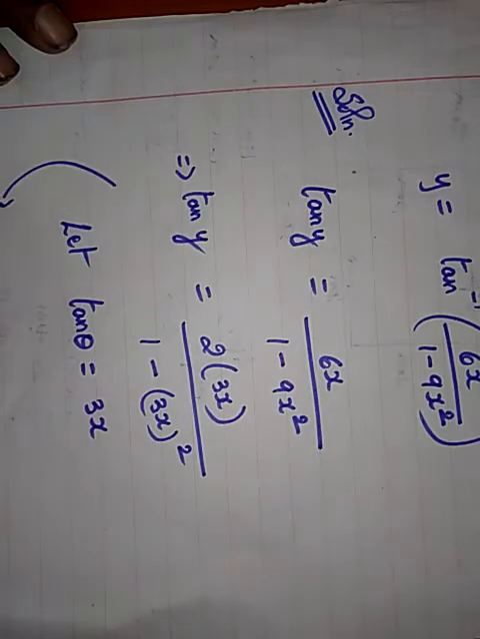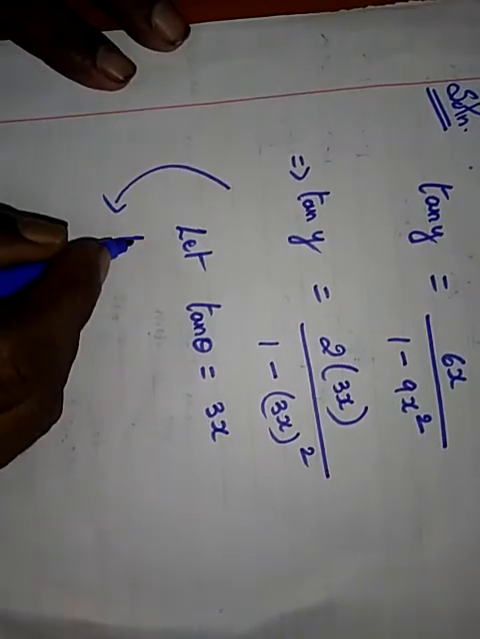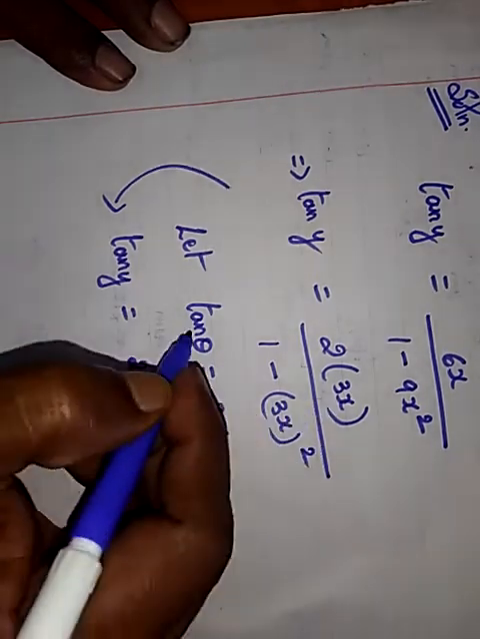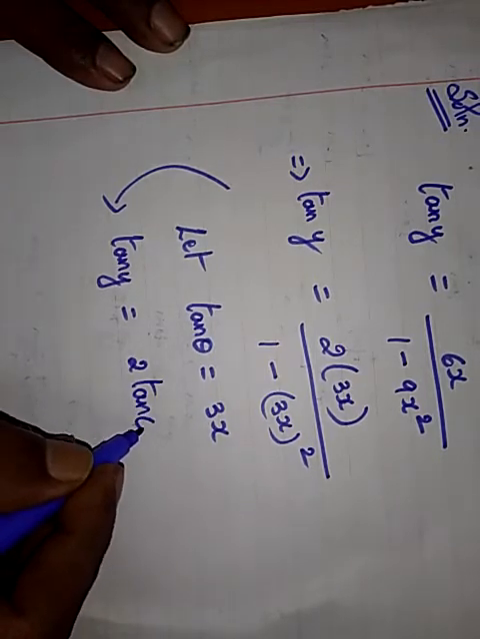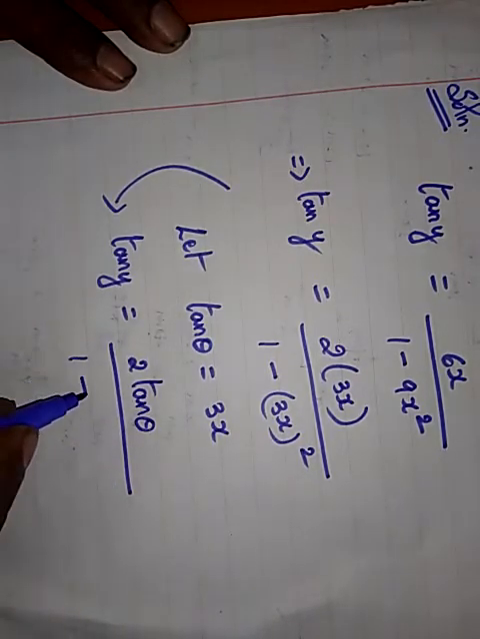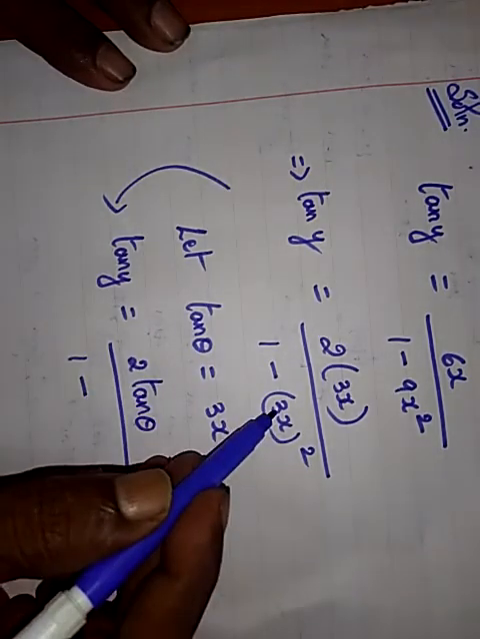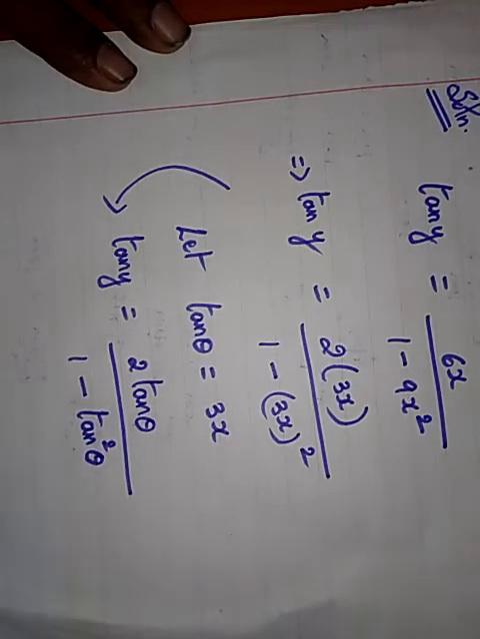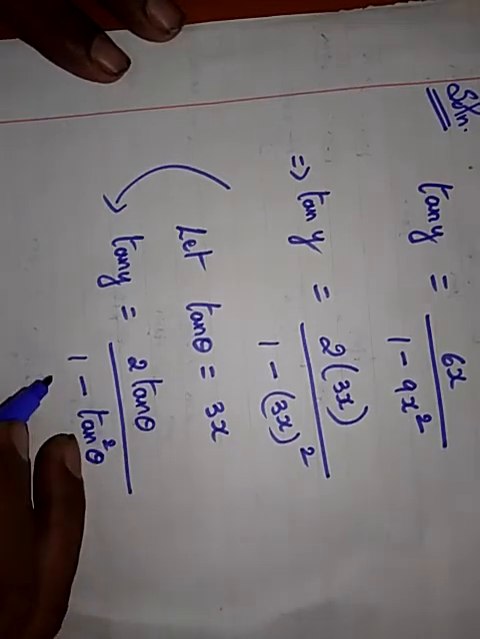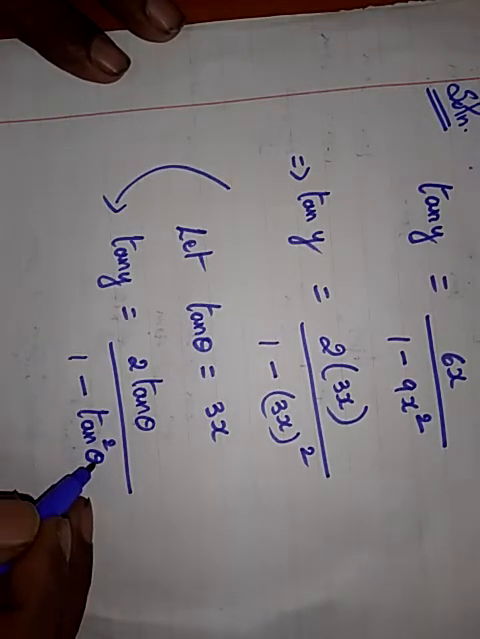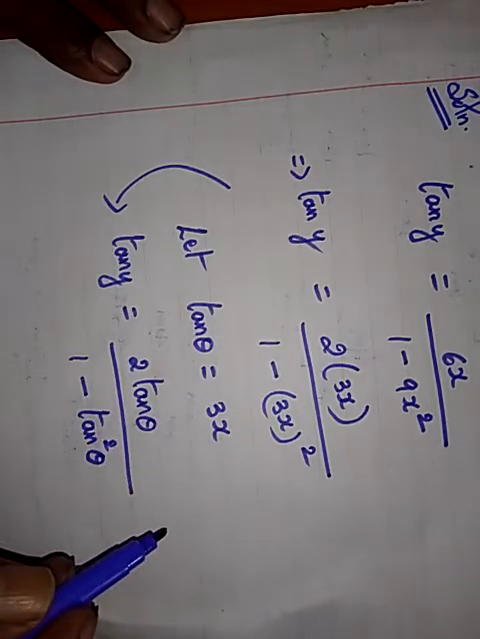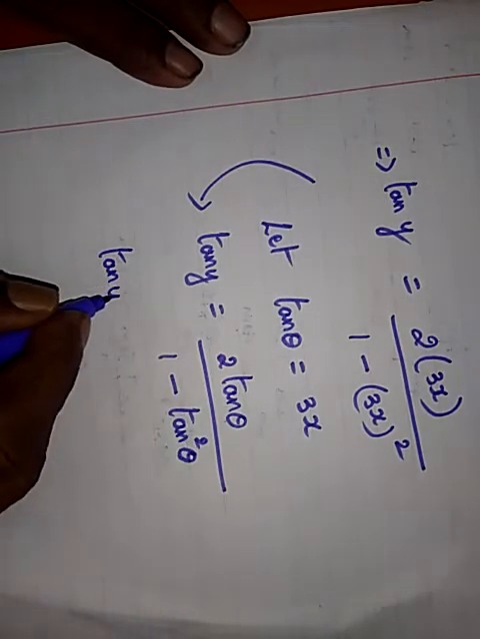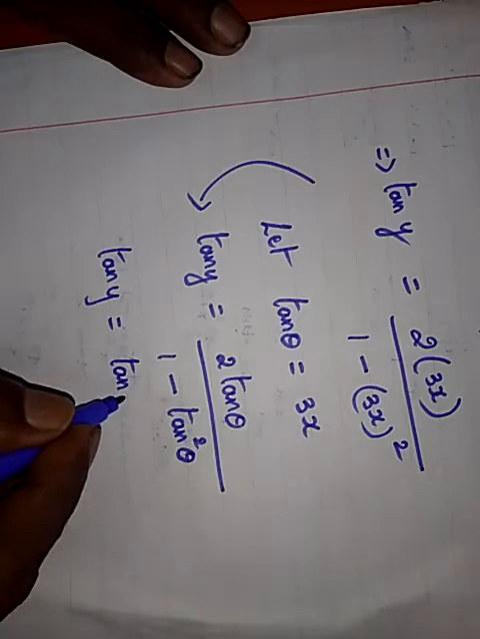So if we do that, tan y is 2, for 3x I am replacing by tan theta, divided by 1 minus tan theta squared. Therefore 3x the whole square is tan square theta. So we will be getting 2 tan theta divided by 1 minus tan square theta. This is nothing but a famous formula, tan 2 theta. That is, tan y is equal to tan 2 theta.